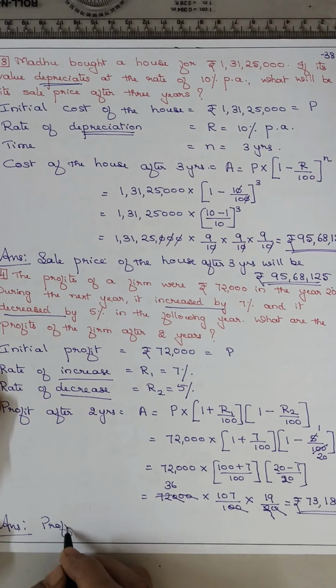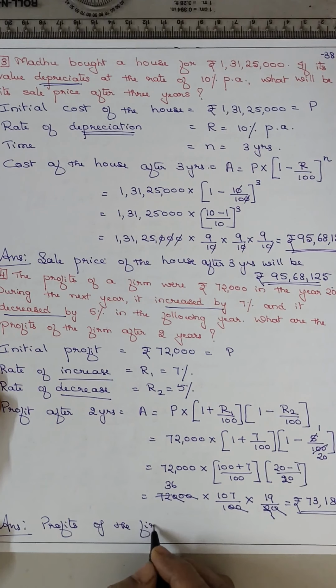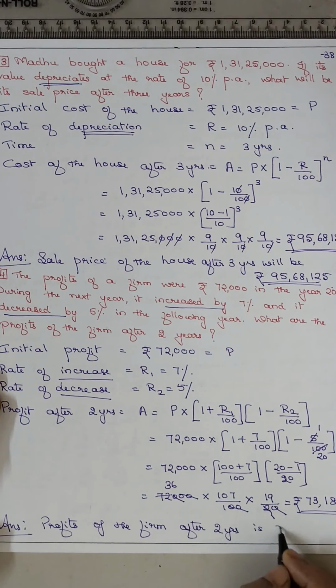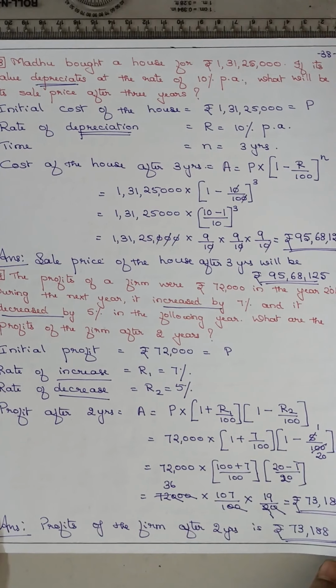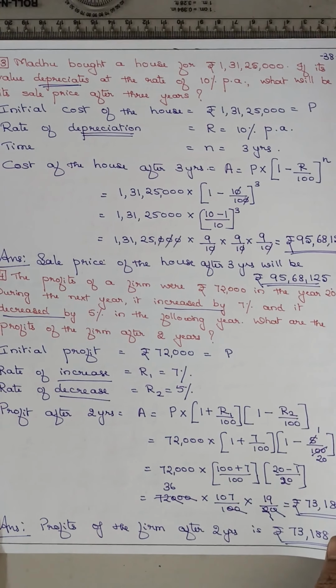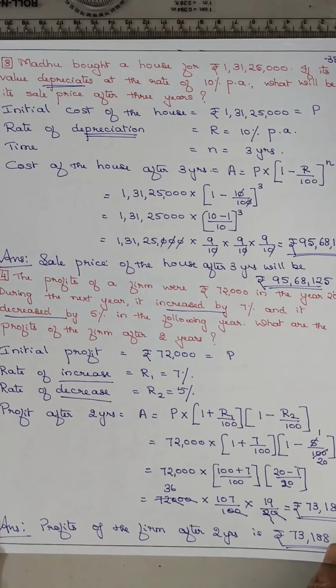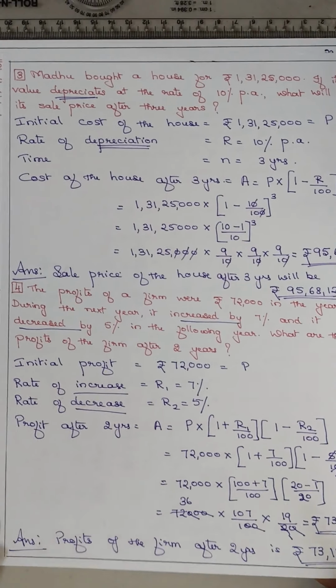profits of the firm after 2 years is rupees 73,188. So are you clear? First it is increase, in the second year it is decrease. So first it is plus, second it is minus. So that was question number 4.